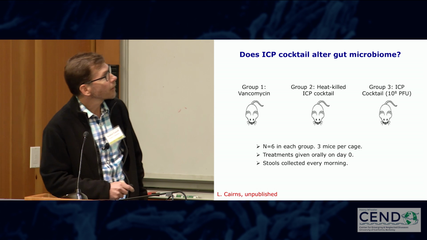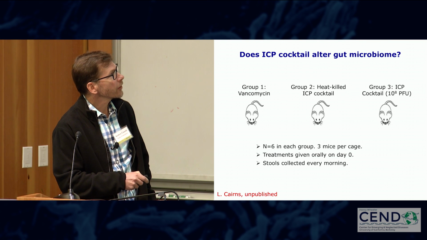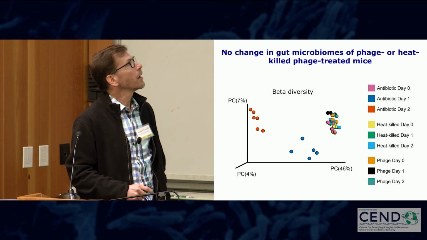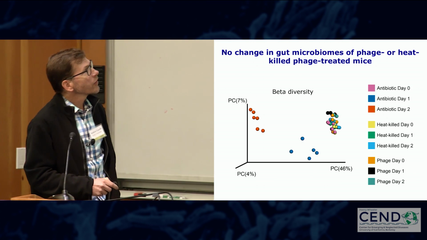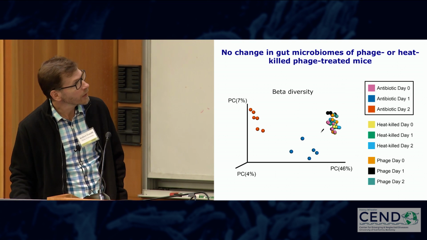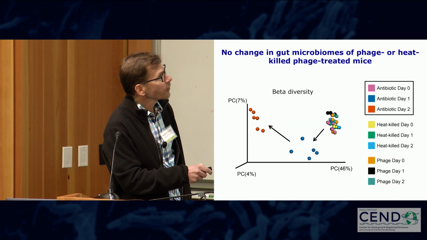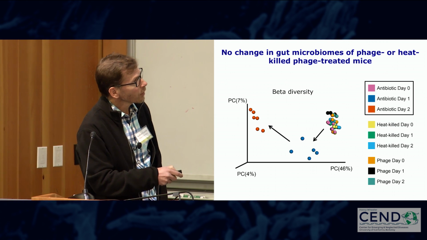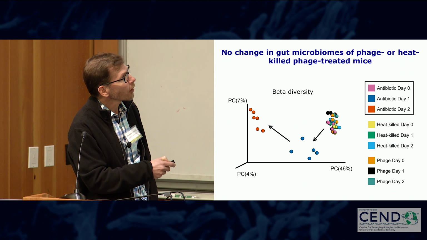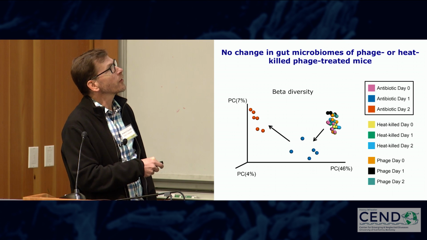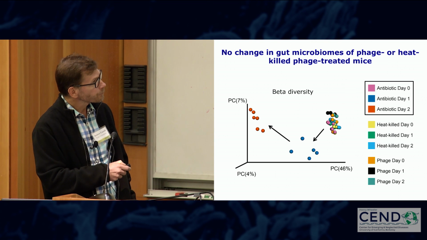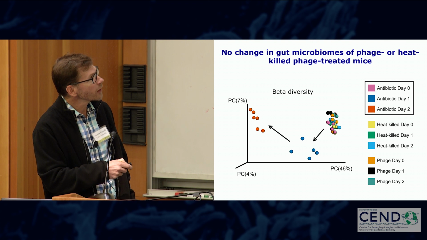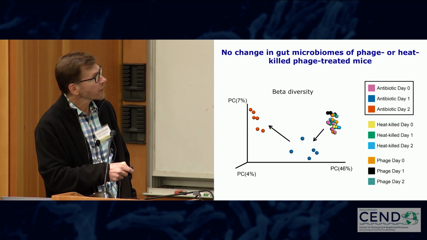And then we did 16S sequencing of the bacteria in the stool samples, and looked at any changes that we could see. And so what you can see is that the antibiotic-treated group dramatically changes their microbiota. This is a PCA plot, but the heat-killed treated animals and the phage-treated animals are all grouping in this tight cluster here, and we saw no significant change in their microbiota. Now, those that are familiar with these PCA plots, you can see most of the change in the antibiotic group is along the x-axis here.